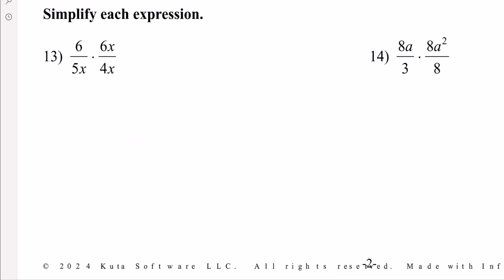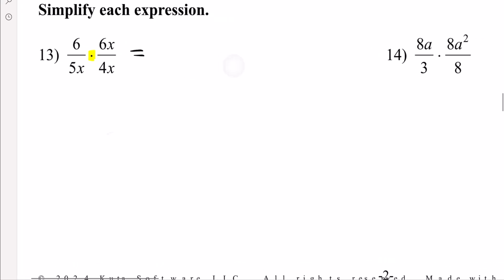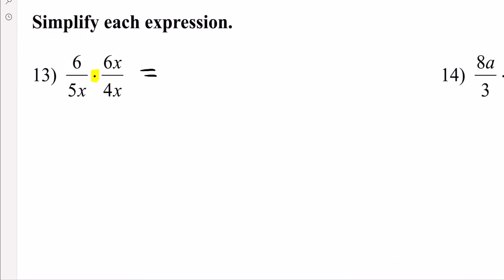Okay, now we're going to talk about simplifying each expression. Notice there's an operator here. Now, this doesn't tell us to name the excluded values, but if there are variables in the denominator where you could end up with a zero, it's still best to at least know what the denominator can't equal. So when you're simplifying fractions, in this case, remember you can simplify vertically if possible, or you can simplify diagonally.